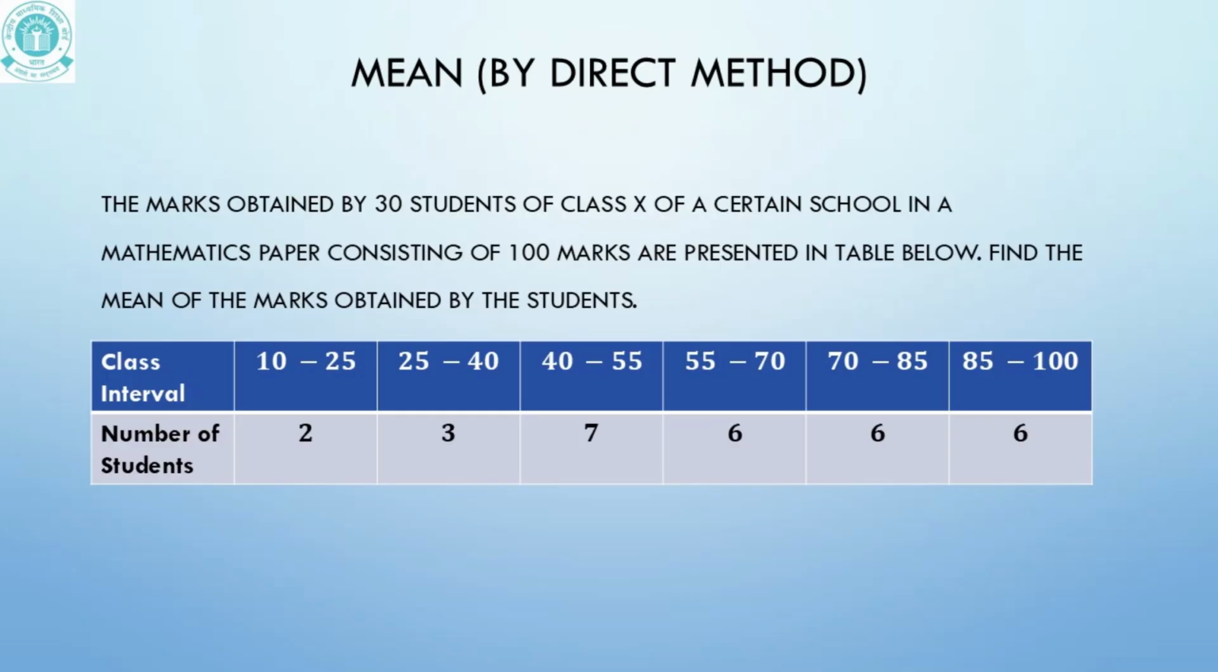Here we have marks obtained by 30 students of class 10th of a certain school in a mathematics paper consisting of 100 marks, which are presented in the table below. And we have to find the mean marks obtained by the students. Now for each class interval, we require a point which would serve as a representative of the whole class. It is assumed that the frequency of each class interval is centered around its midpoint. So, the midpoint or class mark of each class can be chosen to represent the observations falling in the class.